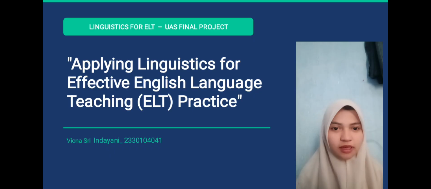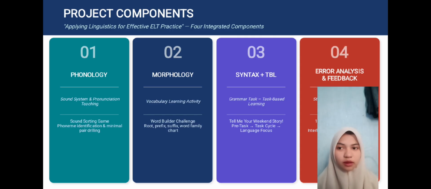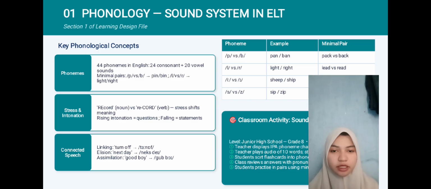Okay, today we talk about the four components. The first is phonology, the second is morphology, the third is syntax, and the fourth is error analysis and feedback. The first is phonology. Phonology is the branch of linguistics that studies the sound system of language. In phonology there are phonemes. English has approximately 44 phonemes: 24 consonant sounds and 20 vowel sounds.